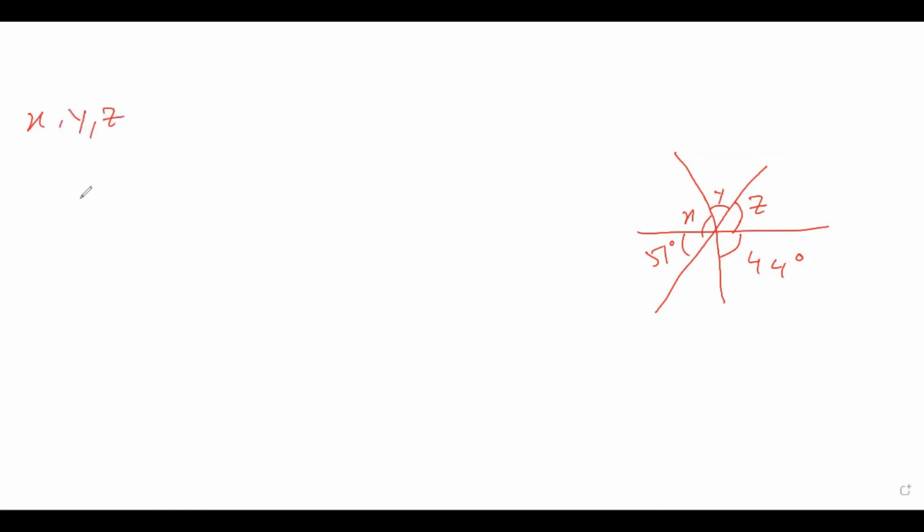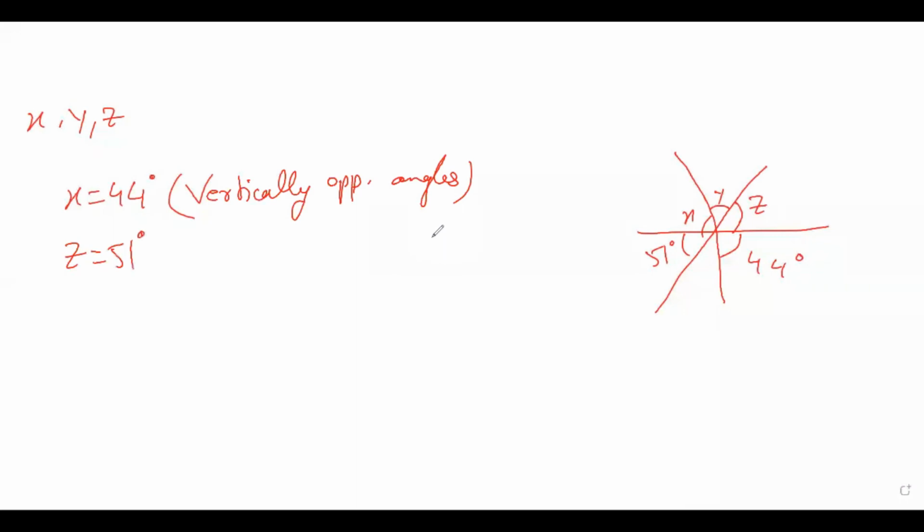So we know X is equal to 44 degree. Why? You have to write, okay, you have to mention. Why? Because of vertically opposite angles. And Z equal to 51 degree. Why? Same, vertically opposite angles. So we have got the value of X and Z, but we have to find the value of Y.